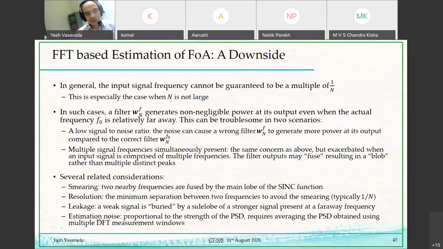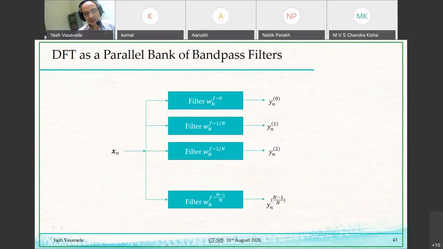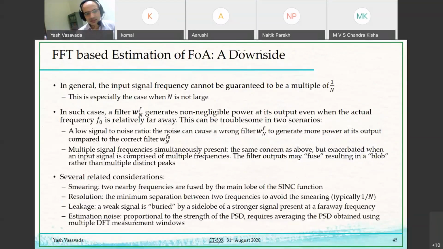And then the fourth problem is the noise in the estimation itself. As I briefly mentioned earlier, we can solve it by not just looking at the absolute value of this yn squared, but by averaging this yn squared over multiple DFT windows. But if you don't do that, then that problem remains. So these are the four problems. I'm just going to briefly describe the smearing problem pictorially.